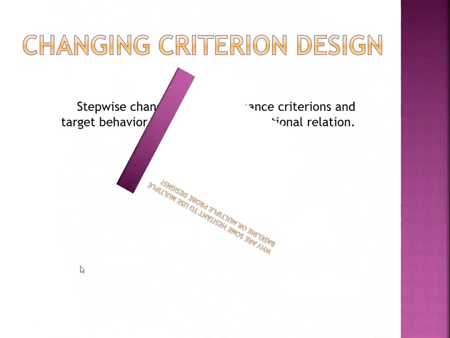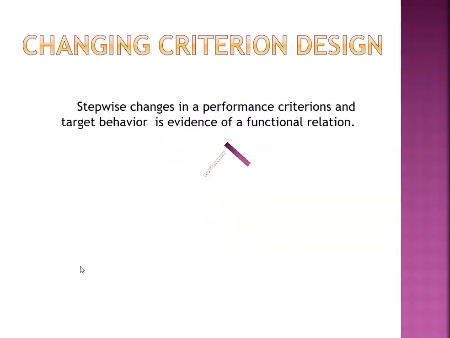Now for a new design. Changing criterion design. This is when we have stepwise changes in performance criterions and we target behavior as evidence of a functional relation.